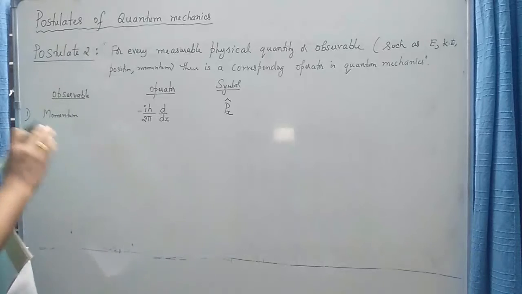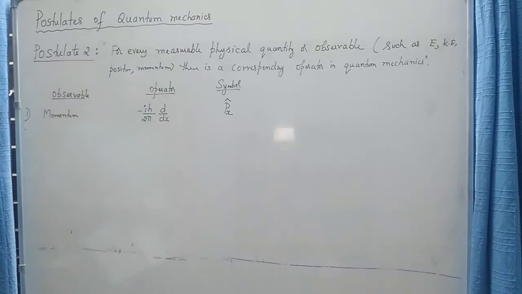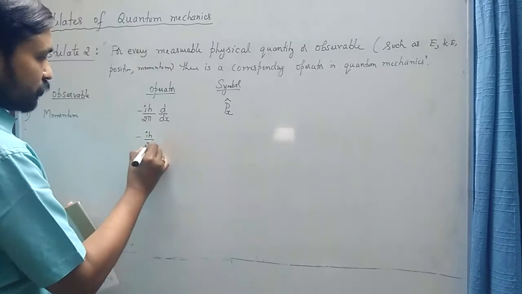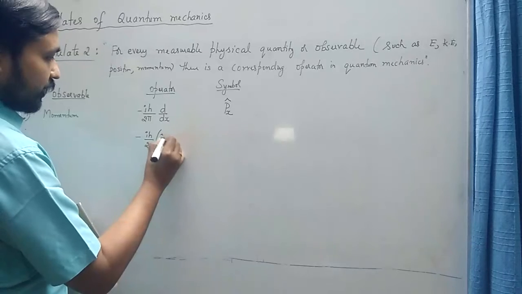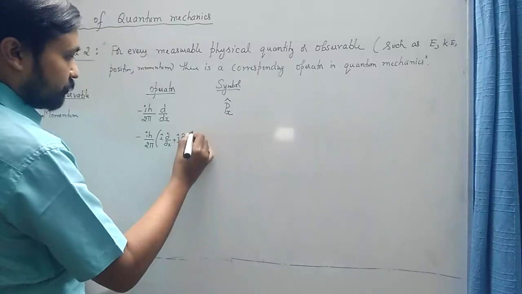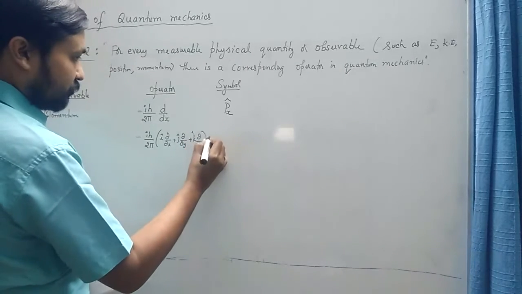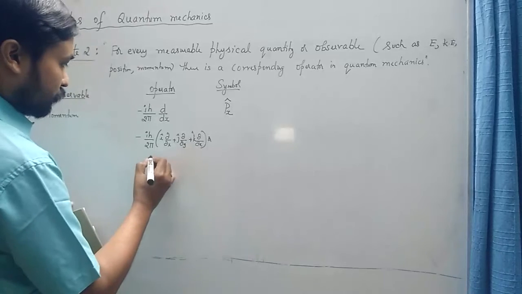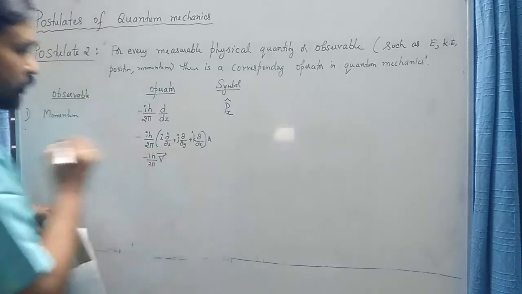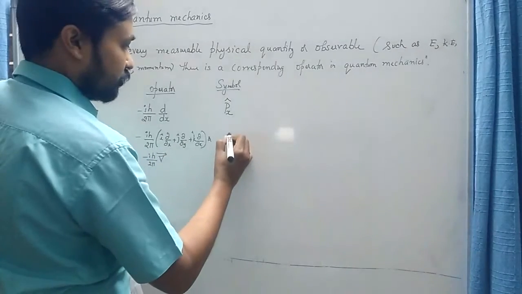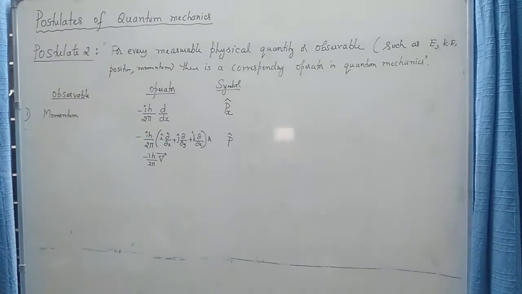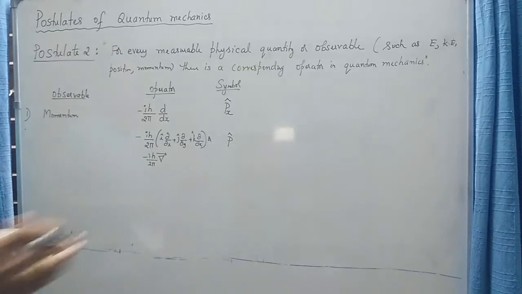Suppose the particle is in a three-dimensional system, moving in three dimensions. The corresponding expression for the operator will be i h by 2 pi into i cap into dou by dou x plus j cap into dou by dou y plus k cap into dou by dou z, which is nothing but the del operator. So we can write it as minus i h by 2 pi into the del operator, and the symbol for this operator is p cap.